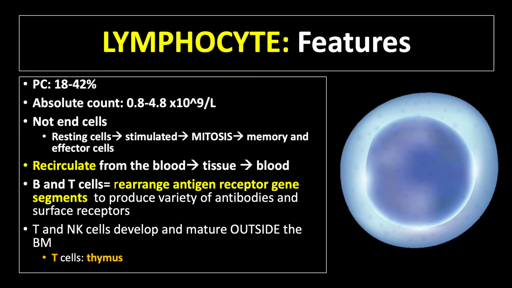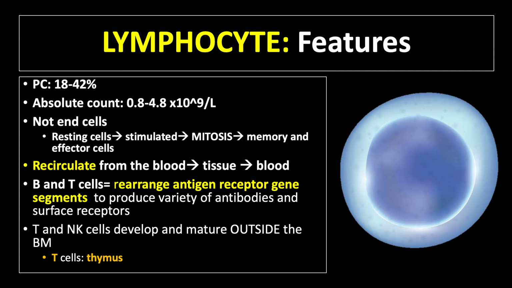So now let's talk about the features of our lymphocytes. In the peripheral circulation, they comprise 18 to 42% of the population of the white blood cells. They have the absolute count of 0.8 to 4.8 times 10 raised to 9 per liter of cells. And then they are called not end cells because the resting cells, when stimulated, will undergo mitosis, and this will produce two types of cells. We have the memory cells, which has memory na matandaan nila yung mga na-encounter na nila ng mga antigens noon, and then we have the effector cells, or sila yung mga movers. And then they recirculate from the blood, then to the tissues, and again to the blood.